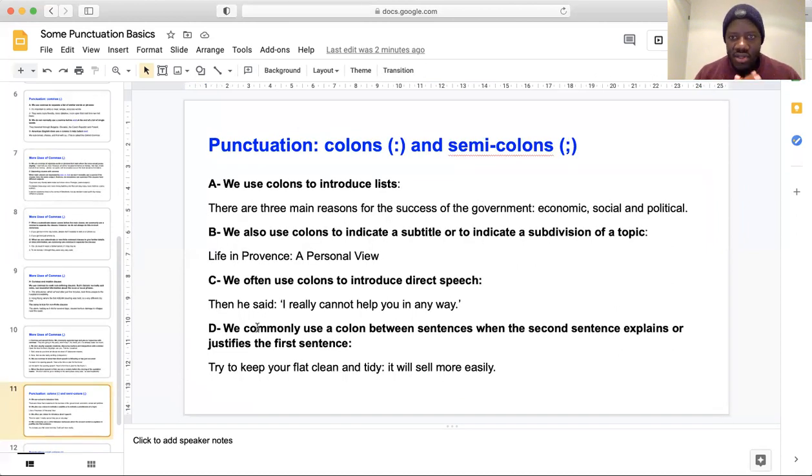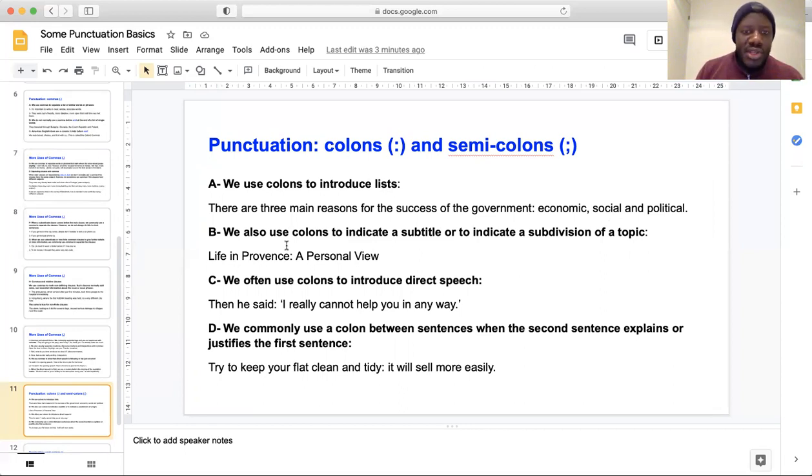Now the use of colons and semicolons. But we start first with colons. We use colons to introduce lists, and I'll come back to this in the next video. There are three main reasons for the success of the government: economic, social, and political. Economic, social, and political what? Reasons. These are the three reasons. So you have introduced this list of three reasons with a colon. And if you wanted to use an Oxford comma, you would put a comma after social, before and.